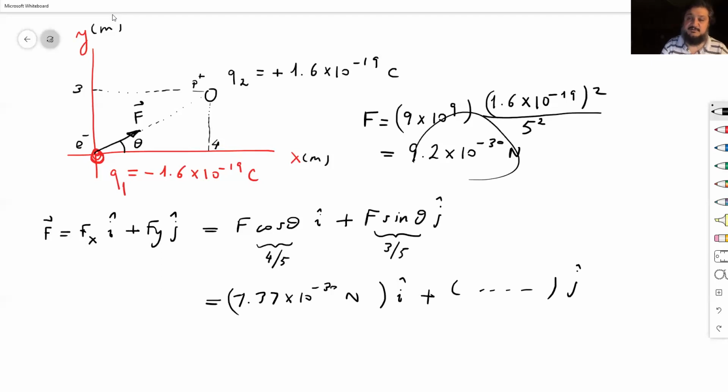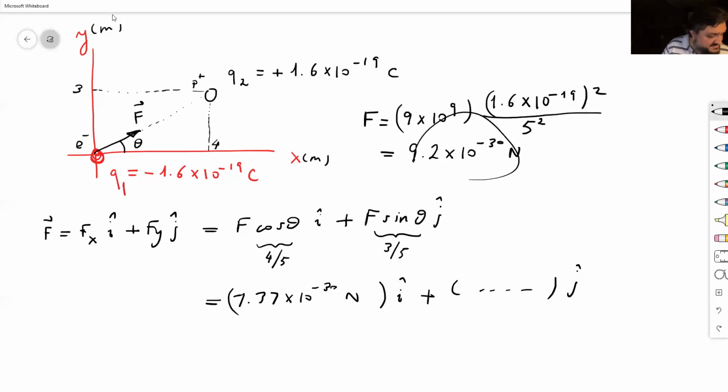Okay, that's the force. You can do the same thing for the proton. I mean, find the force on the proton. It'll be the same force, only in the opposite direction. So just put a negative sign in the front, okay? That's all you have to do. Very simple problem, very simple.